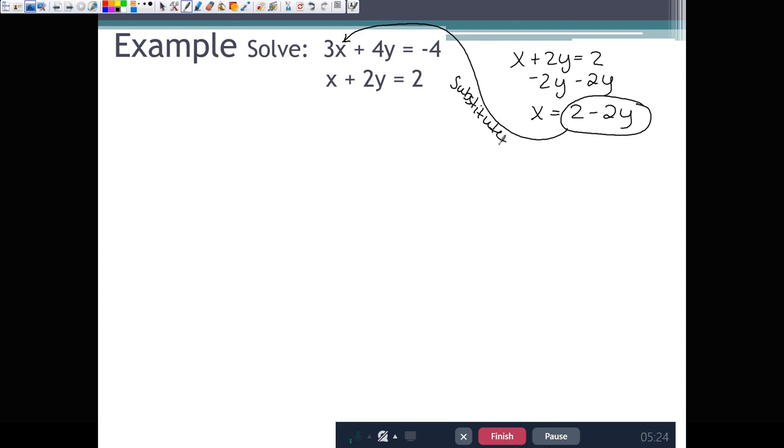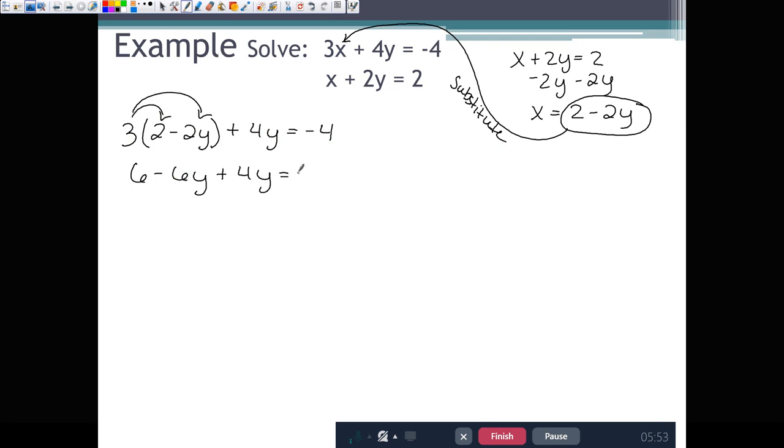So we're going to substitute in 2 minus 2y in for x. Instead of x, I'm going to have 2 minus 2y. So that means that's going to be 3 times the quantity 2 minus 2y, plus 4y equals negative 4. If I was going to solve like a normal equation, I'd have to distribute. So I'm going to get 6 minus 6y plus 4y equals negative 4. And negative 6y plus 4y is negative 2y.